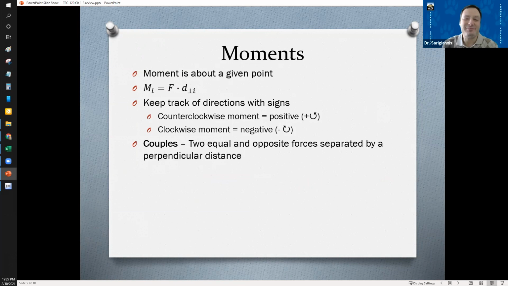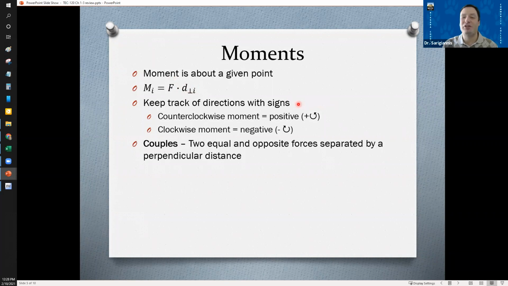Moments. Moments are given about a point, right? You say the moment about a point. And what is that? I put in these little subscripts. So for example, the moment about point A is the force times the perpendicular distance from the line of action of that force to that point. Notice it's a perpendicular distance.